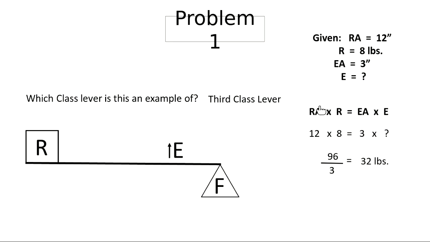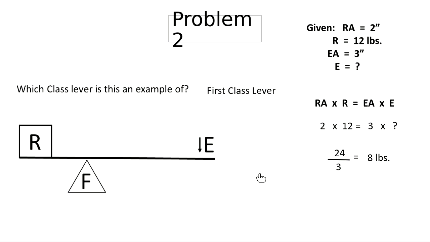This is not hard because I told you that you have an equation. Resistance arm times resistance equals effort arm times effort. I gave you resistance arm, it's 12, times resistance, that's 8 pounds, equals effort arm, 3 inches, times effort, which you don't know. So you just solve the equation for x. 12 times 8 is 96, divided by 3 equals the effort. It's 32 pounds. So the math is not real hard on this. You just have to solve for the fourth number. But again, I could give you any of those four. It doesn't matter.